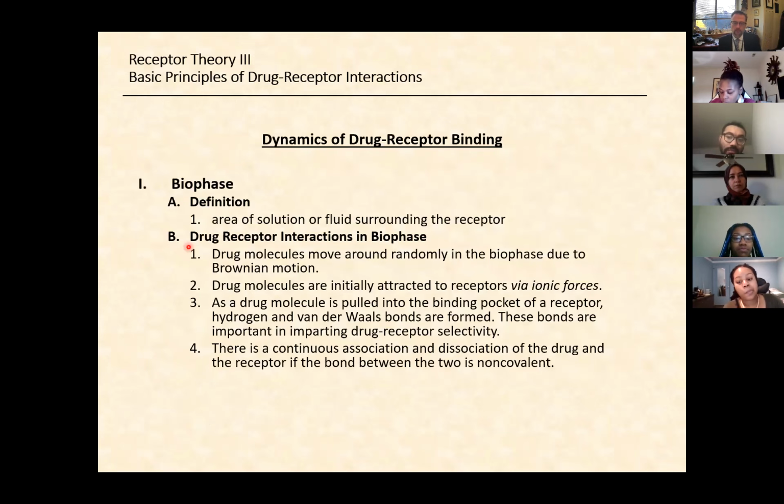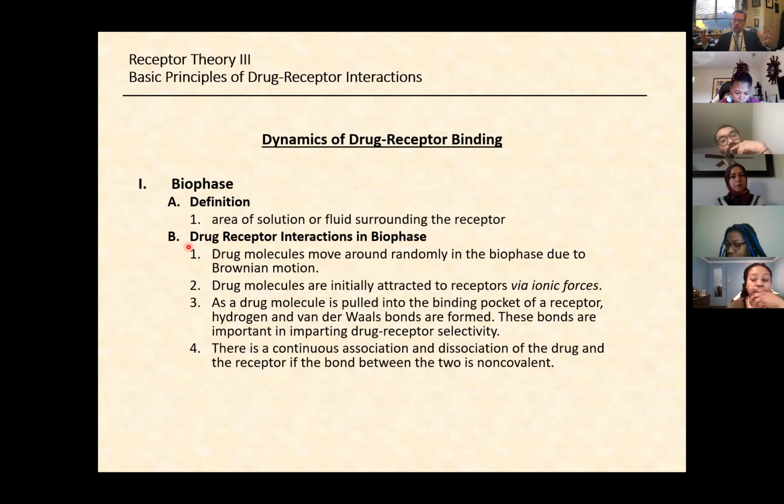Good. All right, so I think we ended here yesterday. We were talking about drug receptor biophase and the dynamics of drug receptor binding. So let me define what the biophase is. So the biophase is essentially an area of solution or fluid that surrounds the receptor binding pocket.